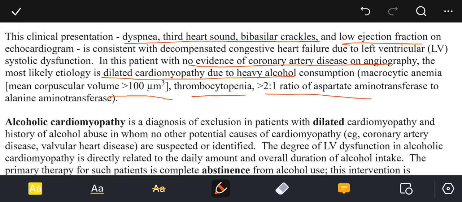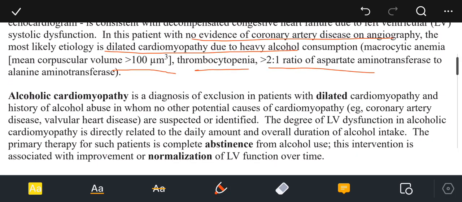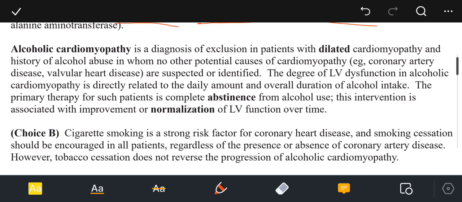and an AST to ALT ratio of more than 2 to 1. Alcoholic cardiomyopathy is a diagnosis of exclusion in a patient with dilated cardiomyopathy and a history of alcohol abuse, when no other potential cause of cardiomyopathy, for example coronary artery disease and valvular heart disease, is suspected or identified. The degree of left ventricular dysfunction in alcoholic cardiomyopathy is directly related to the daily amount and overall duration of alcohol intake.